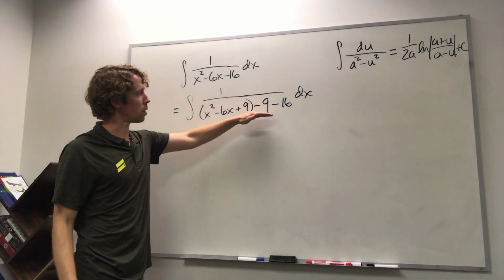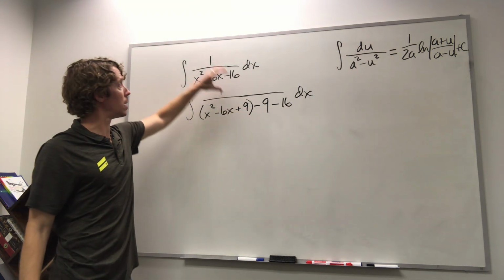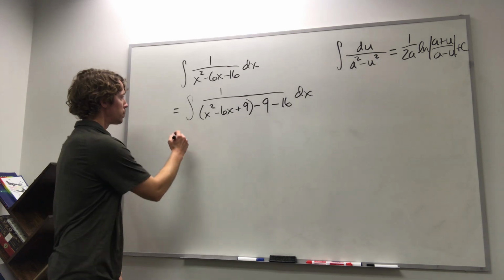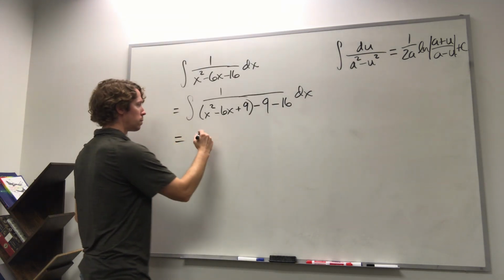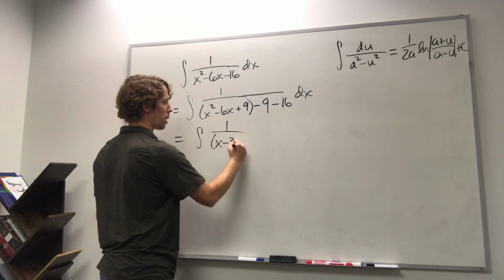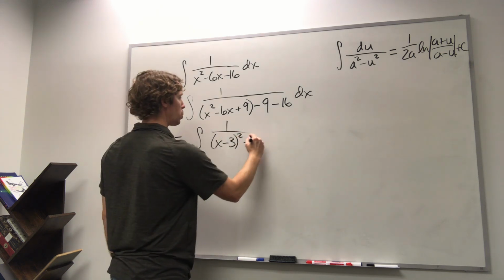So the purpose of the minus 9 is that I did not actually change the value going down here. I just reorganized it. Now this is x minus 3 squared. This is minus 25.